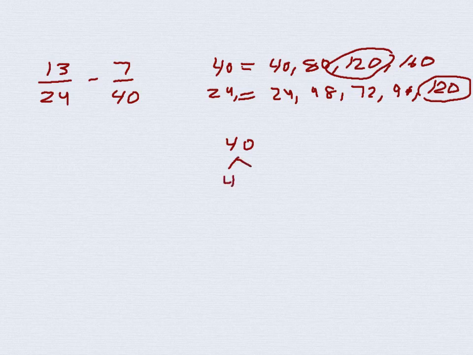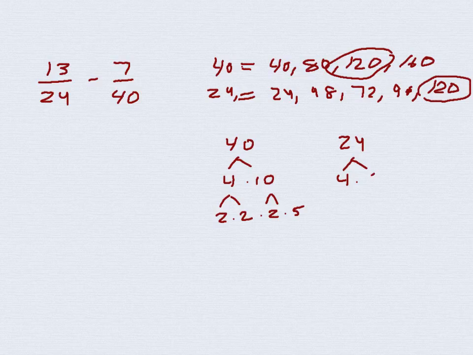You could do 4 and 10. 4 goes down to 2 and 2. 10 goes down to 2 and 5. 24, let's just say we use 4 and 6. So 4 goes down to 2 and 2. 6 goes down to 2 and 3. So bring that all together and organize it.